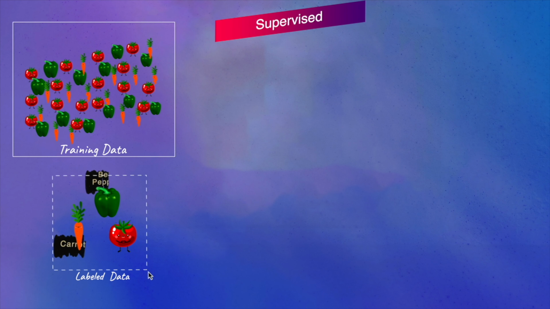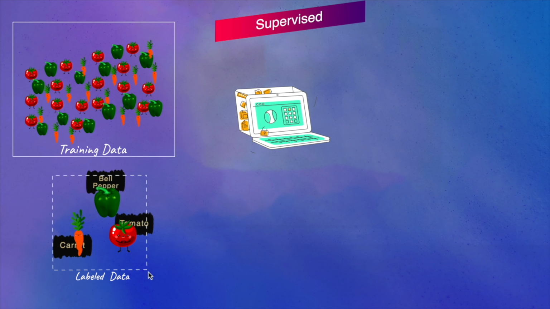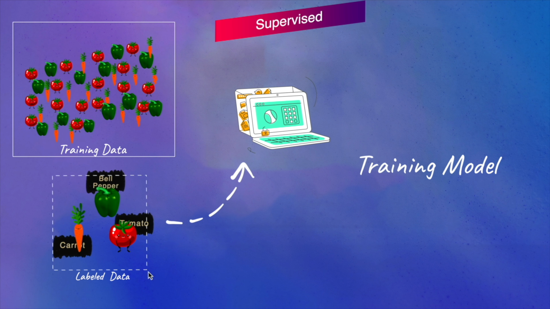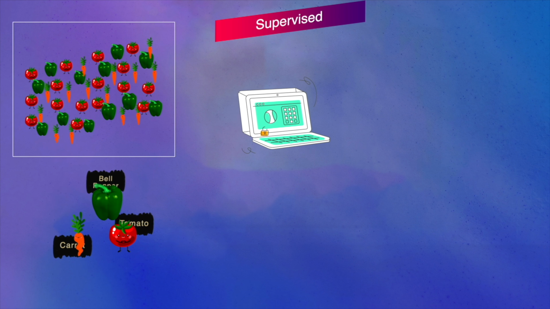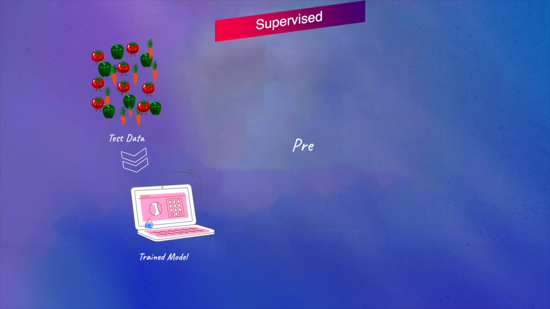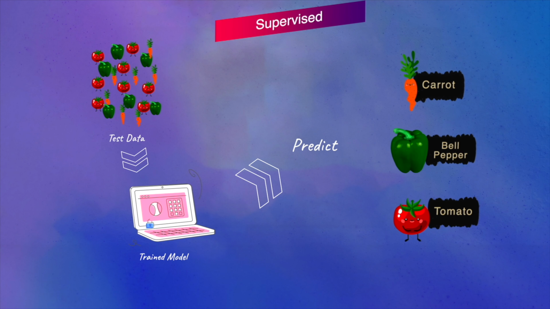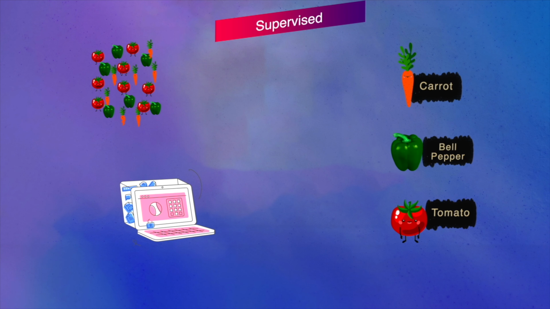In this supervised example, let's take the example of these carrots, bell peppers, and tomatoes. Let's say 5% of this data is labeled. So we feed this labeled data into the model for training. Once the training is done, when we give the new test data, this model can actually predict which one is what. So as you can see, it can predict carrots, bell peppers, and tomatoes.